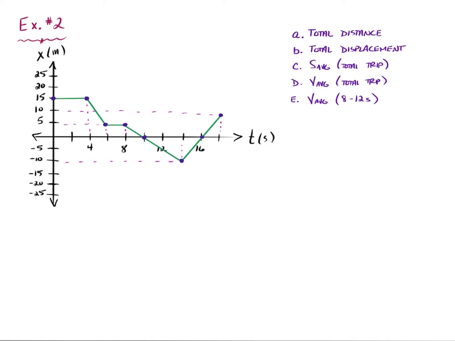In our second example, we have a slightly more complicated position time graph, and you're being asked to find the total distance, total displacement, average speed for the total trip, average velocity for the total trip, and the average velocity from 8 to 12 seconds.